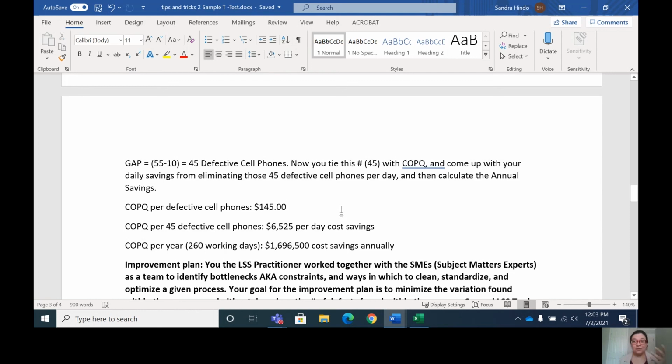You even want to get the HR director involved too, right? Because if they're producing all these defective cell phones, then there's going to be a lot of rework. And then potentially you're paying your employees overtime. You want to capture all of the soft and hard costs.